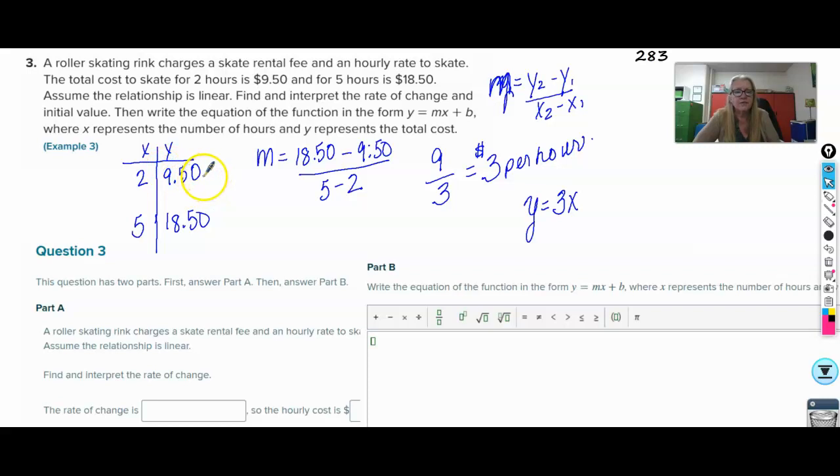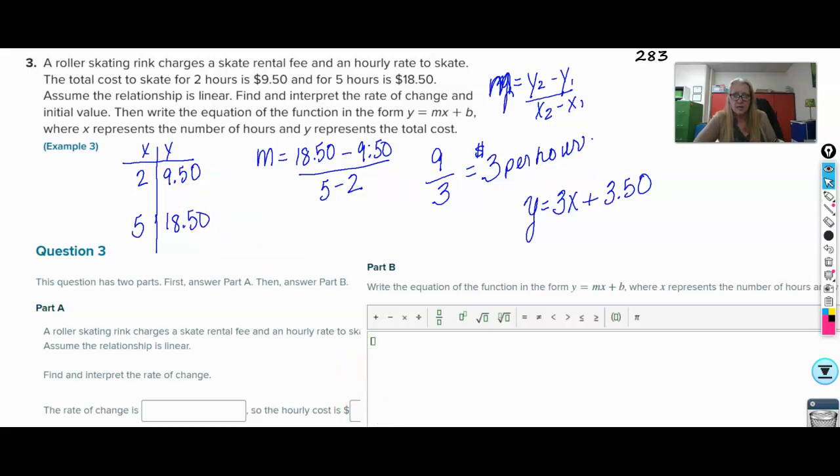So how much of this is skate rental fee? Well, what would be $9.50 minus 6? It would be $3.50. So you would add $3.50 for the skate rental. Okay? And that's how I found it out. I knew that for 2 hours I paid $9.50. So I said, well, for 2 hours at $3, that would be $6. So if I took away the $6, whatever's left is the skate rental fee.